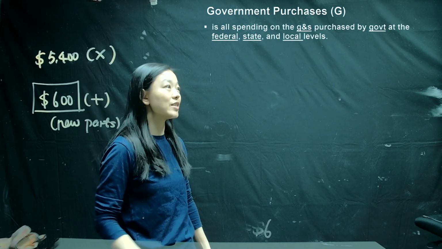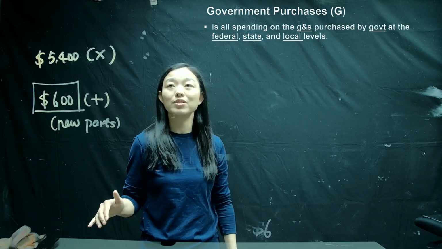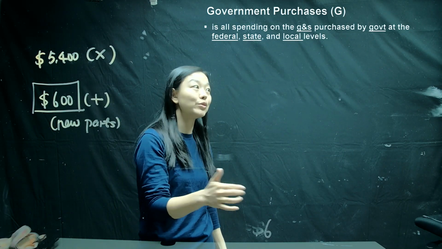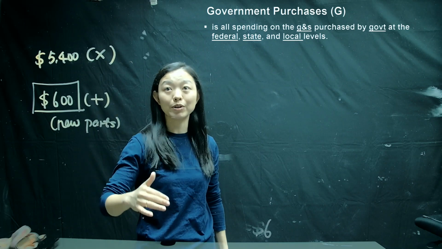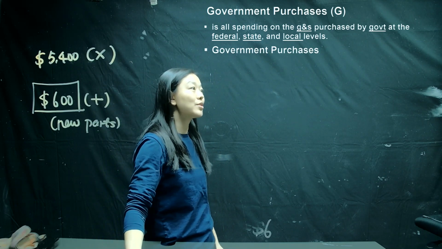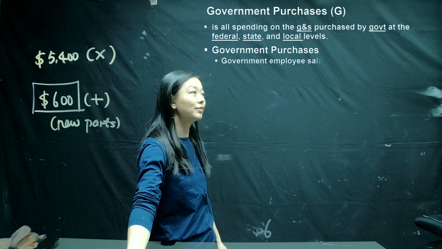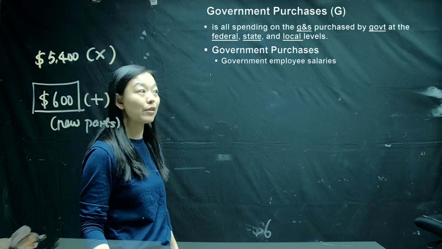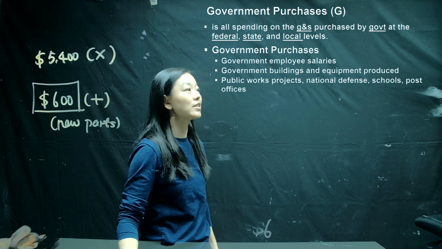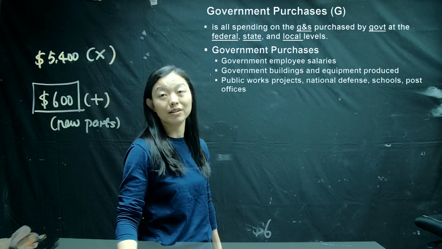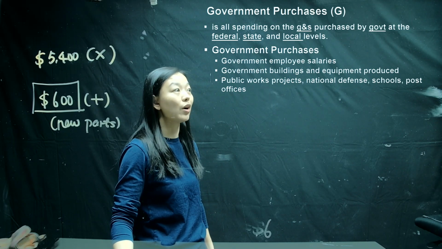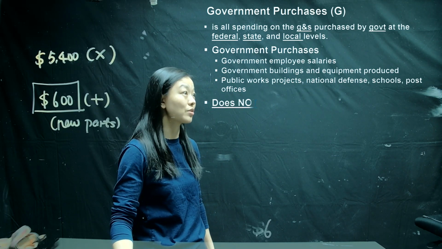Government purchase is all the spending on goods and services purchased by government at the federal level, state level, and local level. Okay, so three levels: state level, local level, and federal level. So government purchases include government employee salaries, government buildings and equipment produced, like public project infrastructures, like public schools, post office. Okay, all those are counted in government purchase.